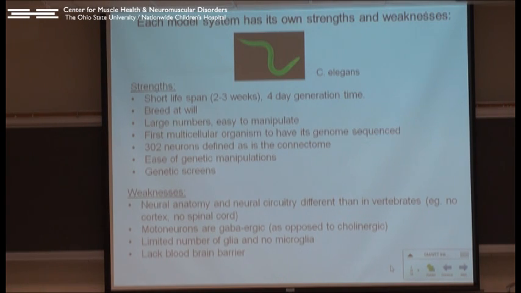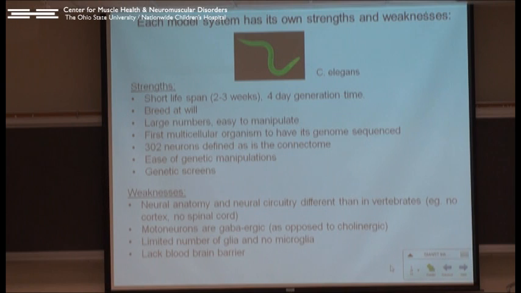and they're very easy to manipulate. Some of the weaknesses are that the neuroanatomy and neural circuitry is different from different invertebrates, so they don't have cortex. Only mammals have cortex. They don't have spinal cord, okay? So they don't have those structures that are going to be important to the spinal cord, such as a blood-brain barrier. So they lack a blood-brain barrier. They have very few glia, and they don't have microglia.